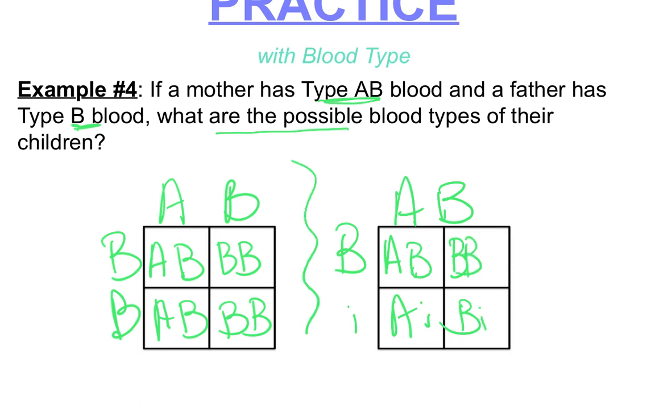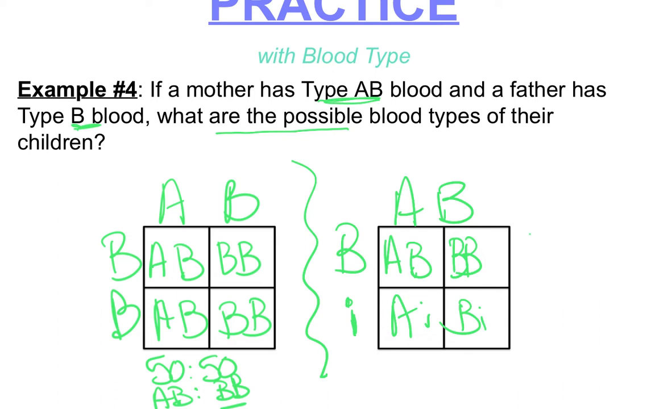Okay, so there's two possibilities here. In one scenario, 50% of the kids, or the viable offspring, could be AB, and the other 50% could be big B, big B. So they're going to either have AB blood type or B blood type, right? The other scenario is that the dad could be heterozygous, having a little i allele, which codes for none of those antigens.